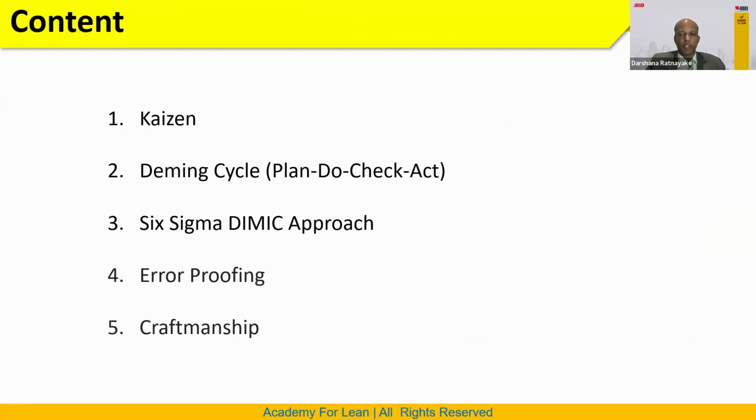Super. So this is the content. We'll learn about Kaizen and the Deming cycle. Then we'll move into the Six Sigma approach, DMAIC. Sorry, my spelling mistake. Then error proofing, and finally Kanban. These are the topics we are discussing today under continuous improvement. Don't worry, we'll go for the first one.